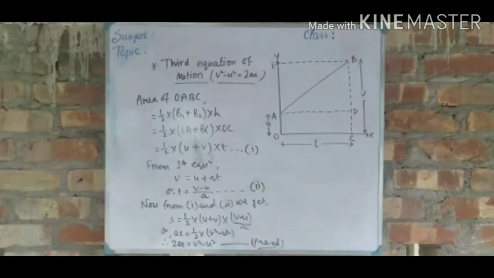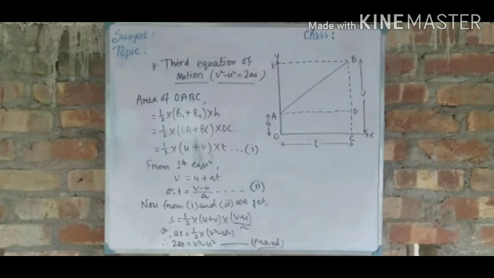Here the third equation of motion is v square minus u square equal to 2as. I haven't written it at length because the primary part is the same as the first and second equations. Accordingly we make the graph again, and take out the entire area of OABC for the third equation of motion. Here we will not divide this trapezium into a rectangle and a triangle like in the second equation.